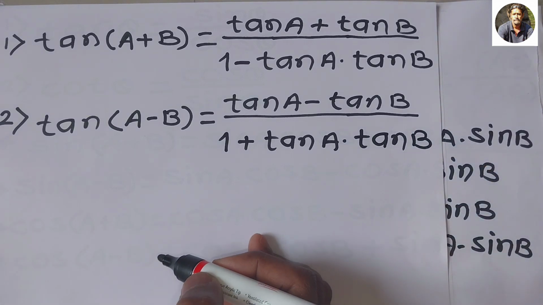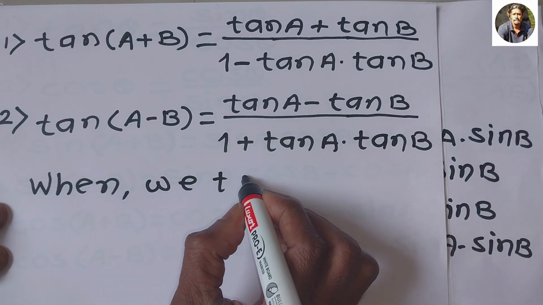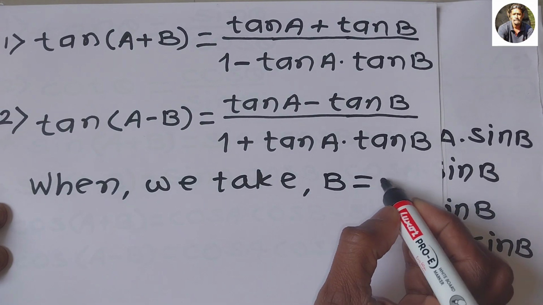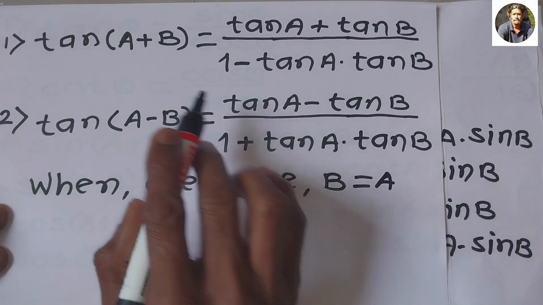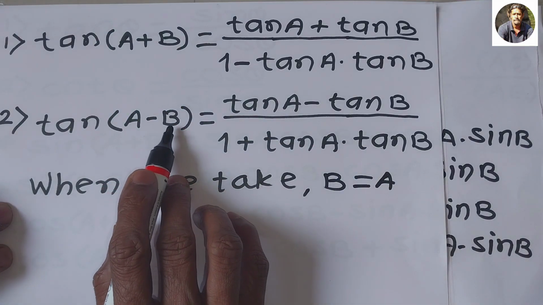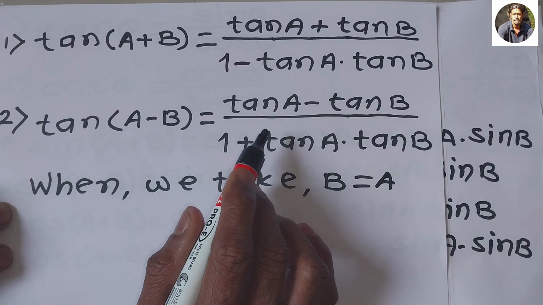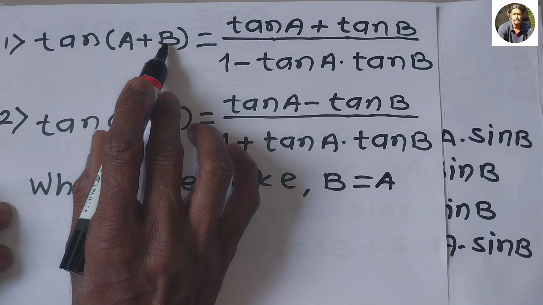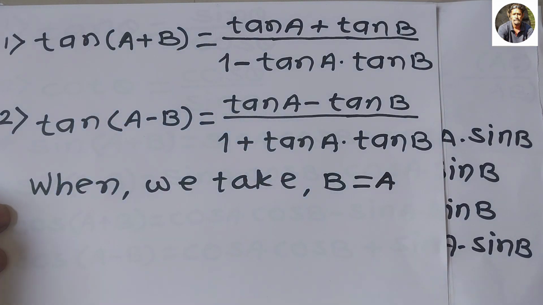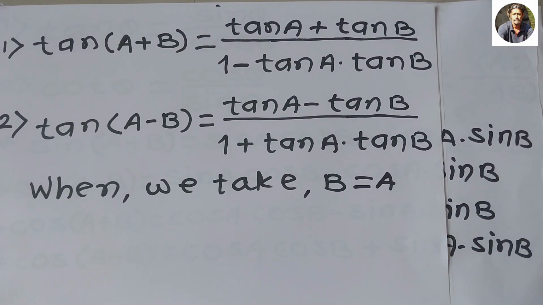Now when we take B equal to A, then in A minus A we get 0, meaning tan 0. But when we take A instead of B in A plus B, we get A plus A, 2A. I will tell you what happens in this formula here.